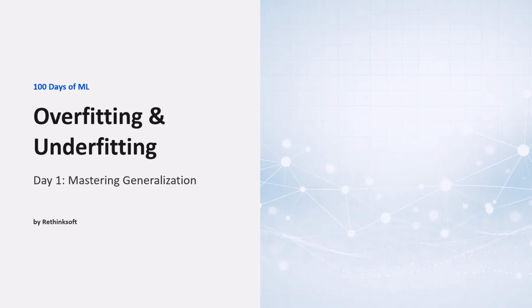Today we are tackling one of the most fundamental problems in machine learning, which is called generalization. We want our models to be smart, not just good at rote memorization. The core challenge is finding that sweet spot between a model that's too simple and a model that's too complex. We call these two extremes underfitting and overfitting. If you can master this balance, you will build a reliable system that will actually work in the real world. So let's dive into what happens when a model learns too much.